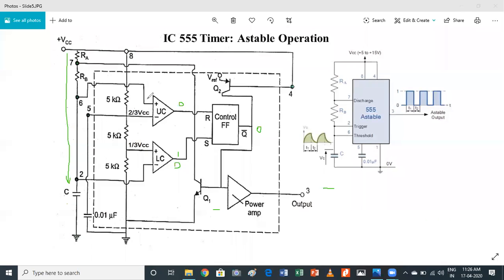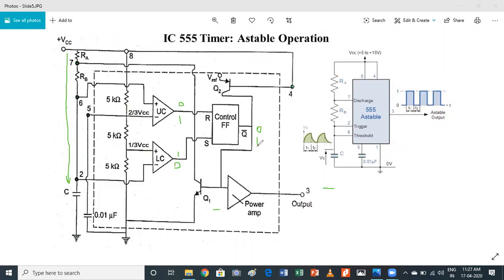When it exceeds the 2/3 VCC, the upper comparator becomes 1. So now the upper comparator becomes 1, the lower comparator is 0. That means the control flip-flop is in reset state. That is R is 1, S is 0. That means Q becomes 0 and Q bar is now 1.